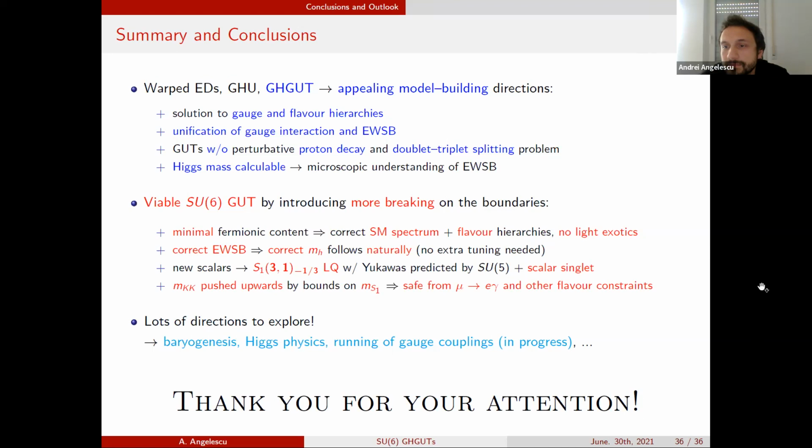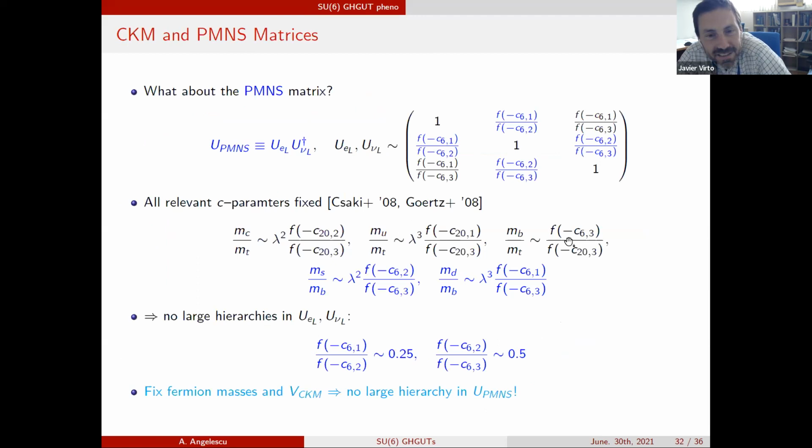Yes, hi. Thanks for the talk. You have this plot where you show the Higgs and the top mass, and you have some red dots. So what is the difference between red and blue?